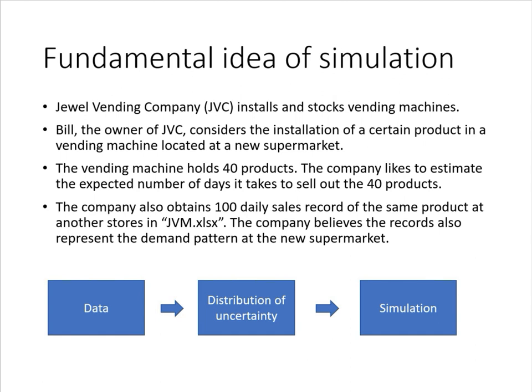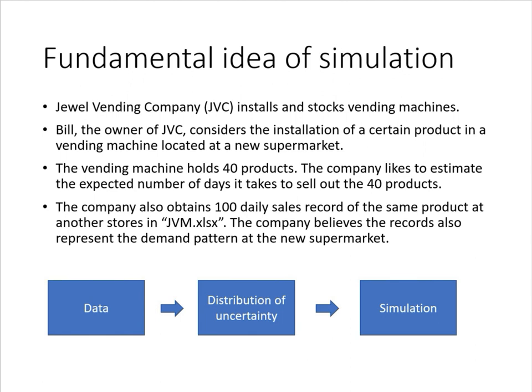Some days you have more demand, some days you have less demand. So if we can simulate the demand and see how many days it takes to have a total demand of 40 or more, then we're able to answer the question. But the demand is uncertain, so how do we simulate it? Well, fortunately, the company gives you 100 days of sales data from another store. So we can use that sales data to generate the probability distribution of the daily demand. Once we have the probability distribution of the demand, we can construct the simulation to answer the question.